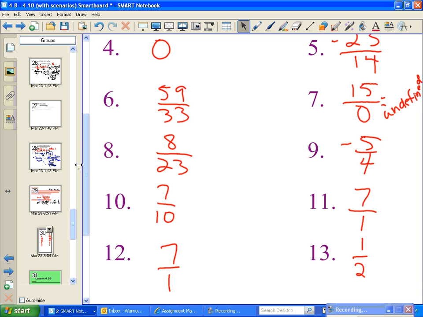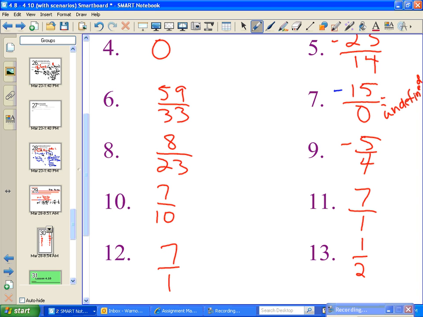Okay, that's fine. Why did some of you get negative 15 and some of you got 15? Why did some people get 15 and some got negative 15? Chris? Right, 6 minus 21 or 21 minus 6. That's how some people get 15 or negative 15. It doesn't matter which one you use.